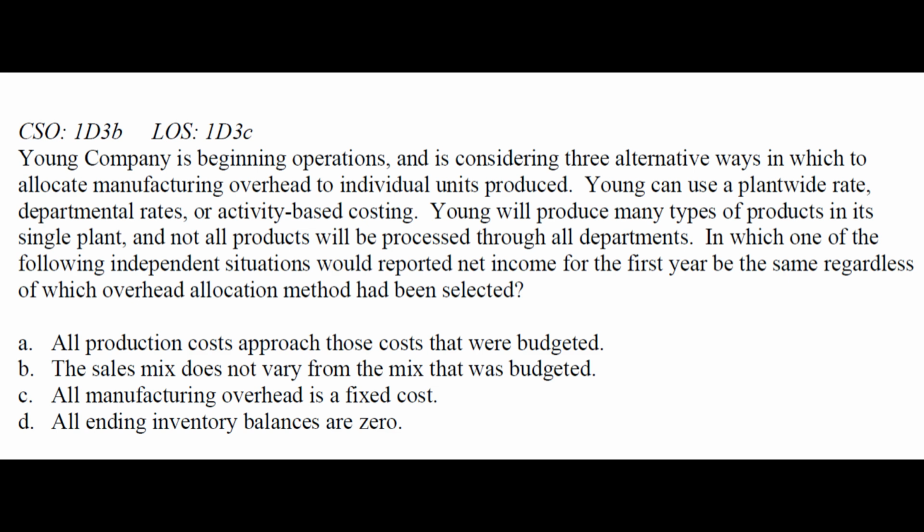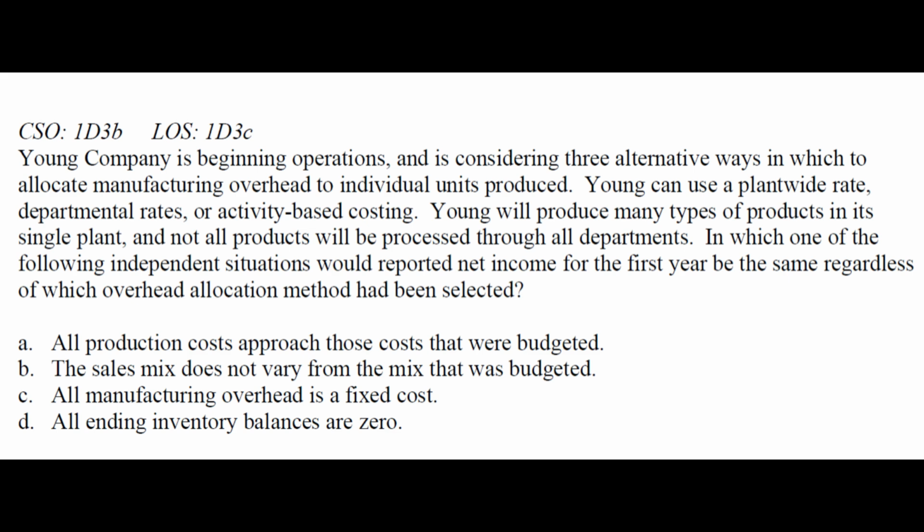Overhead is allocated differently across products and inventory. Important insight. If ending inventory is zero, all production costs are immediately expensed as COGS. In that case, there is no inventory to hold differently valued costs, so allocation methods do not affect income timing. A. All production costs approach those costs that were budgeted. Incorrect. Budget accuracy does not eliminate differences caused by allocation methods.